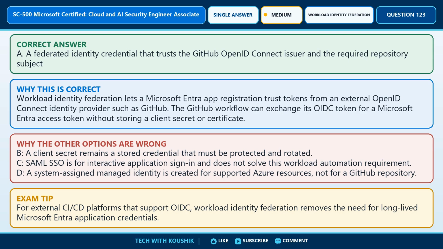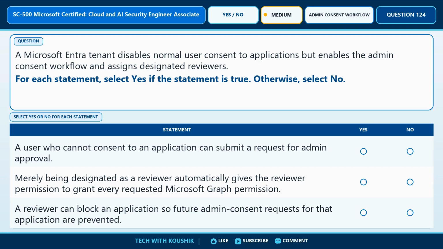The alternatives can be eliminated because B. A client secret remains a stored credential that must be protected and rotated. C. SAML SSO is for interactive application sign-in and does not solve this workload automation requirement. D. A system-assigned managed identity is created for supported Azure resources, not for a GitHub repository. Exam tip. For external CI/CD platforms that support OIDC, Workload Identity Federation removes the need for long-lived Microsoft Entra application credentials. Now consider question number 124.